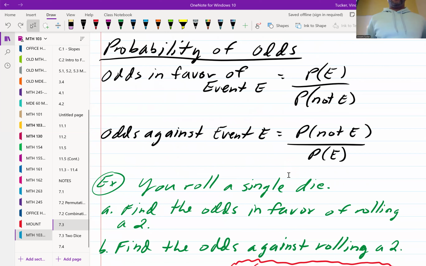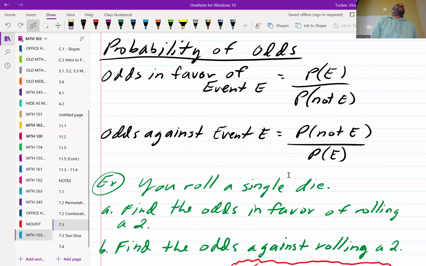So odds in favor of an event: you can take the probability of your event and place it over the probability of your event not occurring. Or if you're talking about odds against, take the probability of your event not occurring and place it over the probability of your event occurring. The probability of your event not occurring is called the complement.